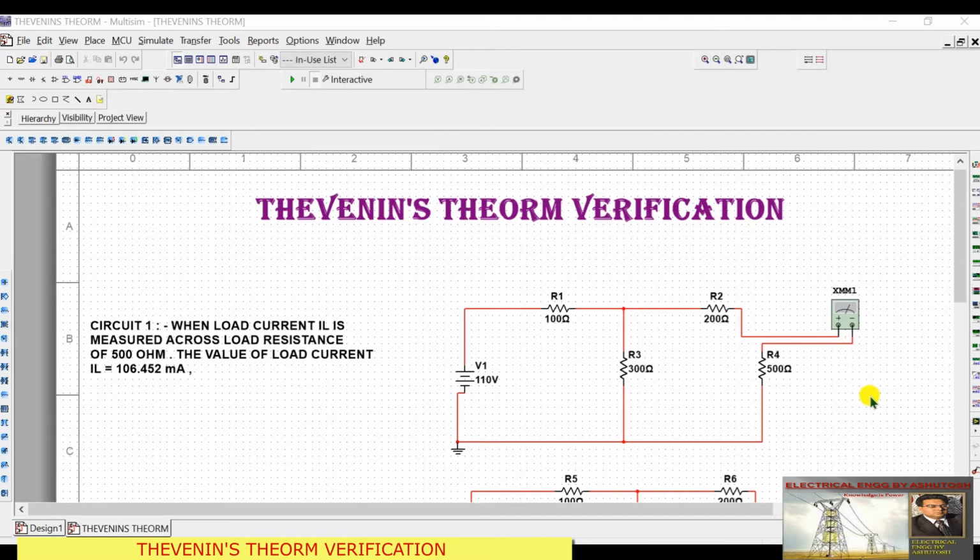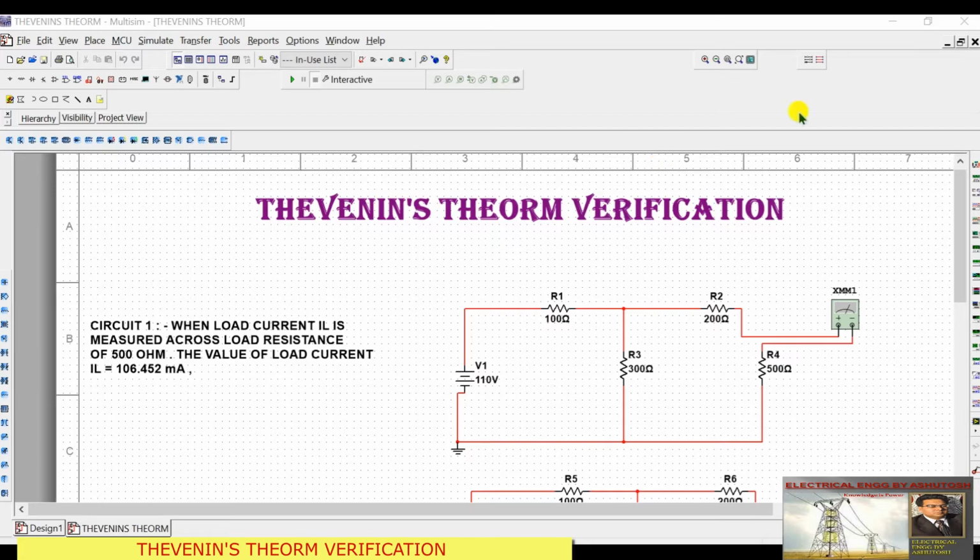Today we are going to verify Thevenin's theorem. So guys, today's topic is to verify Thevenin's theorem. You can see on the screen this is Thevenin's theorem verification, and I have already drawn a circuit. Here is the circuit diagram you can see. So let's start.